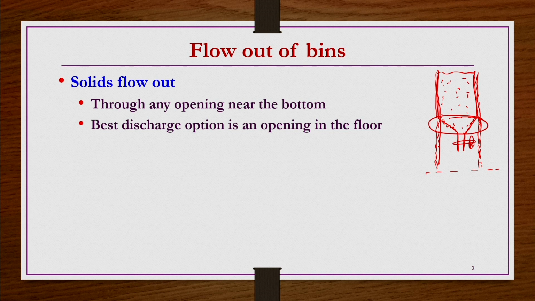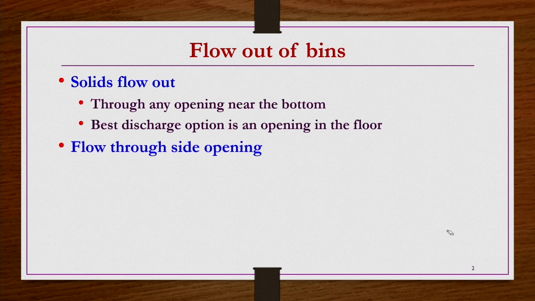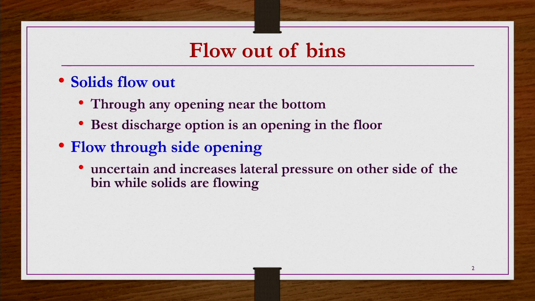If you have a non-symmetric plane hopper, then the opening need not necessarily be at the bottom, it may be somewhere else, and one has to see that as per the requirements, right. Flow through a side opening is also possible, but it always gives an uncertain flow rate. You may not have certainty in the mass flow rate of the solids that you wanted to get, and it may always increase the lateral pressure on the other side of the bin while solids are flowing. Actually, once again we draw the same thing here.